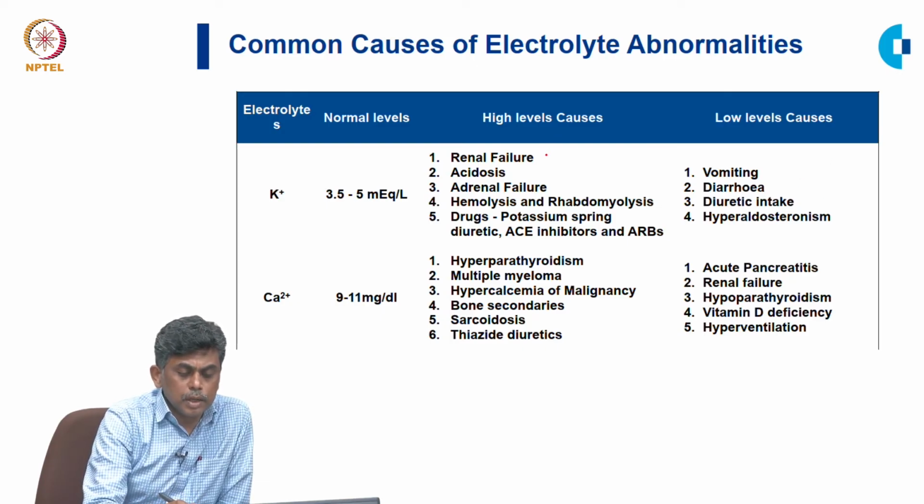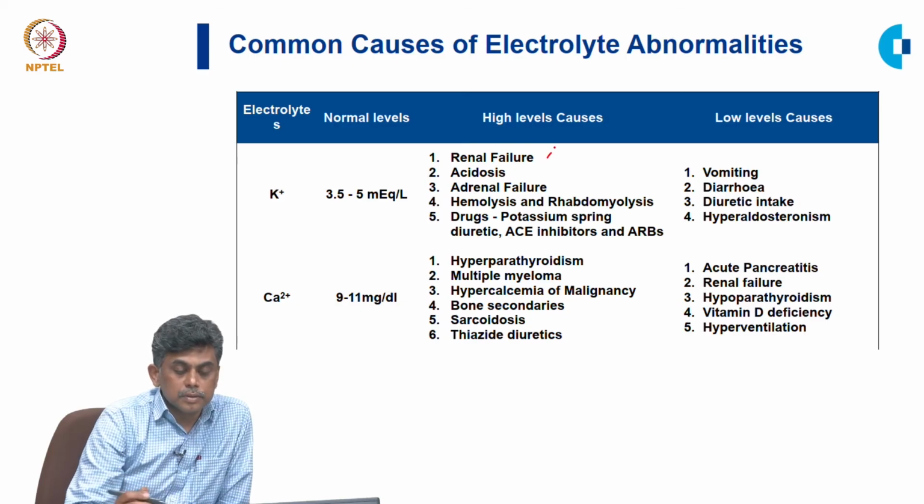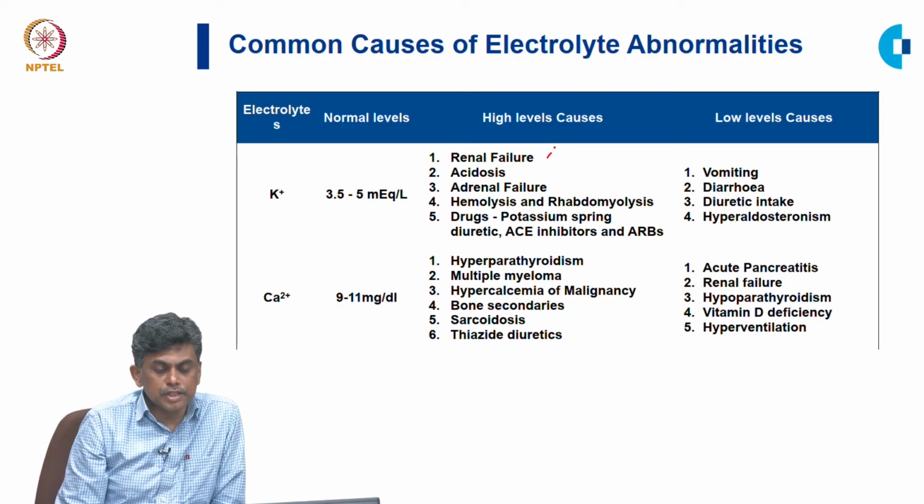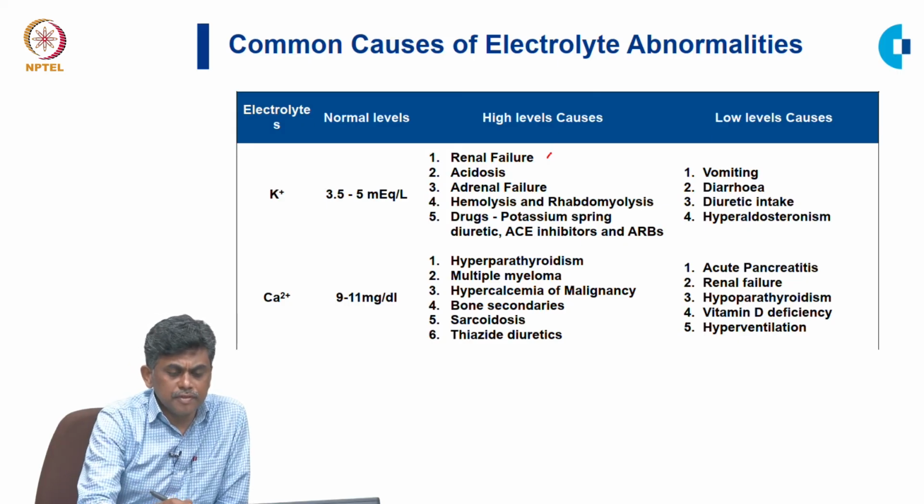The first important cause of hyperkalemia is renal failure. So kidney is very important for excretion of potassium, and food contains a lot of potassium, especially fruits and juices, tender coconut water, everything contains a lot of potassium, and if kidney doesn't function well, potassium is not excreted. So renal failure is an important cause of hyperkalemia.